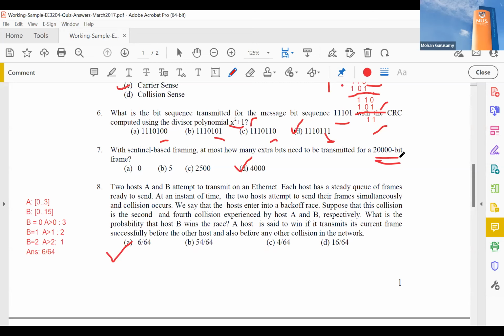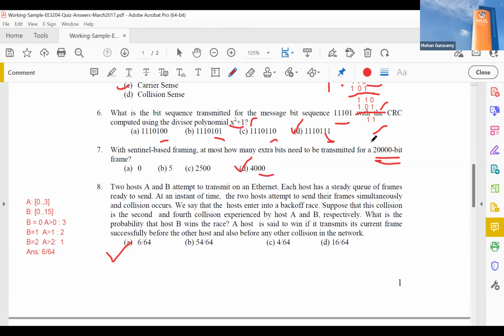So you note that for every 5 consecutive ones, the sender adapter will add 1 extra bit. That is the additional bit, or stuffed bit. So in the extreme case, the worst case, if all 20,000 bits are ones, 1, 1, 1, 1, 1, then for every 5 ones there is an extra 0. So 20,000 divided by 5 will be 4,000 extra zeros.